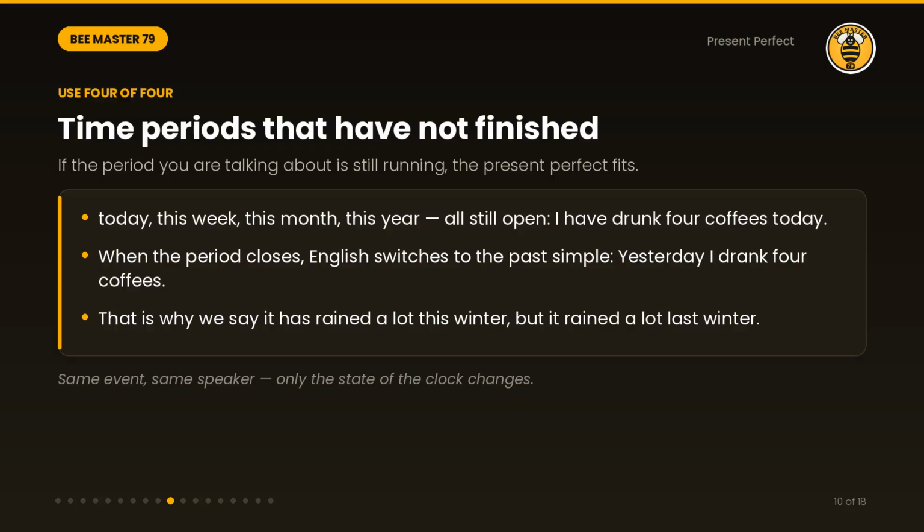Use number 4 is the quiet one, but it explains a lot. If the time period you are talking about has not finished yet, the present perfect fits. I have drunk 4 coffees today. Today is still running, so the number can still go up. But once the period closes, English switches.